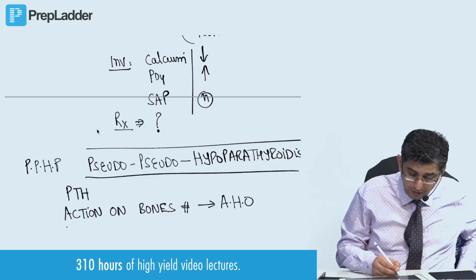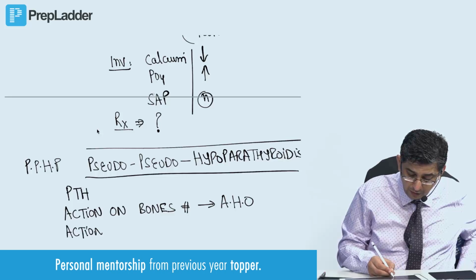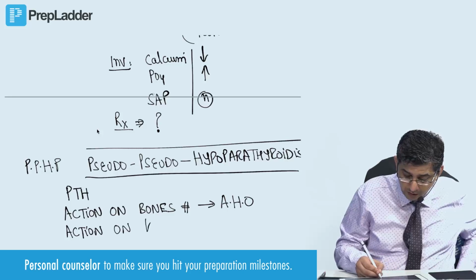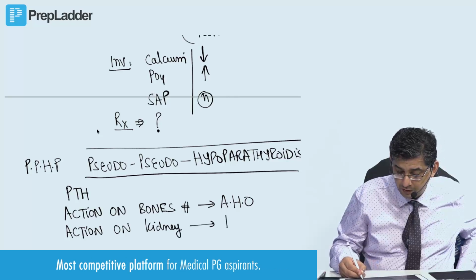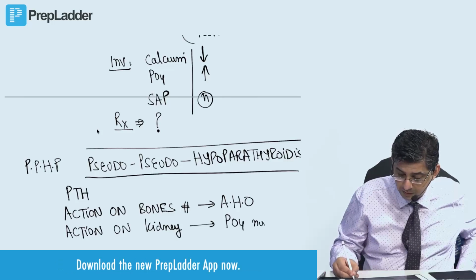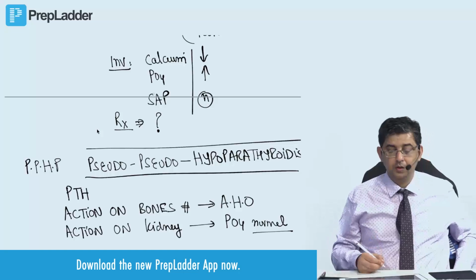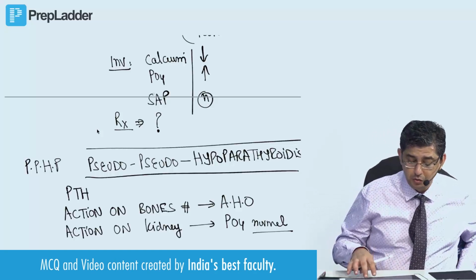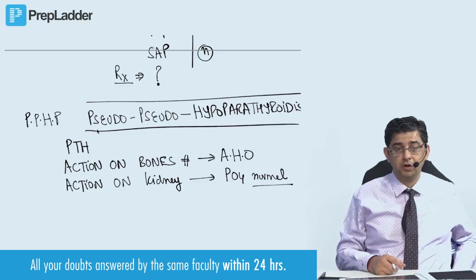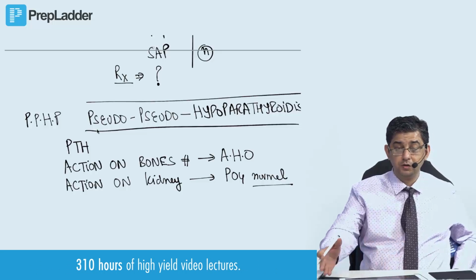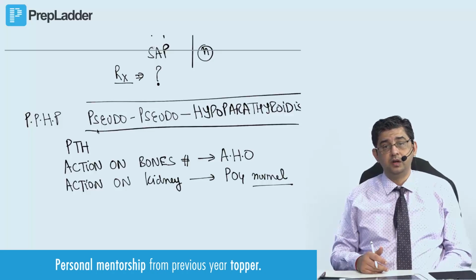But the action of PTH on the kidney would be normal. Because the action of the hormone on the kidney would be normal, the phosphate values will be normal in these patients. I repeat the data again. Pseudopseudohypoparathyroidism is one of the longest medical diagnoses that you will write in your career. It's a long word spanning 35 alphabets.